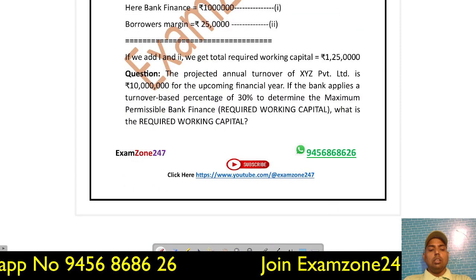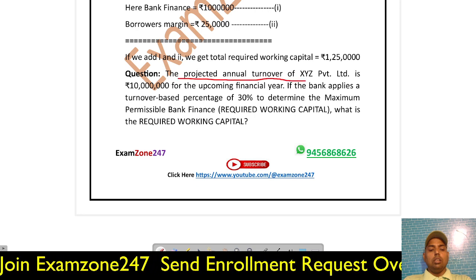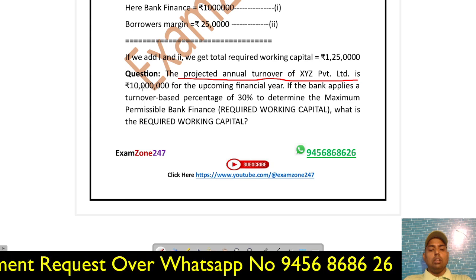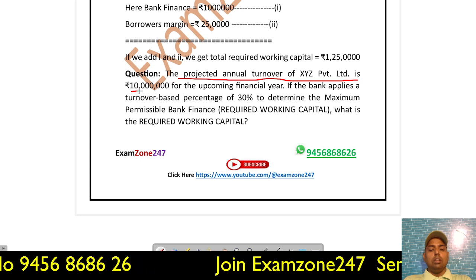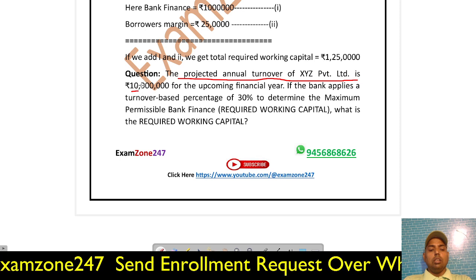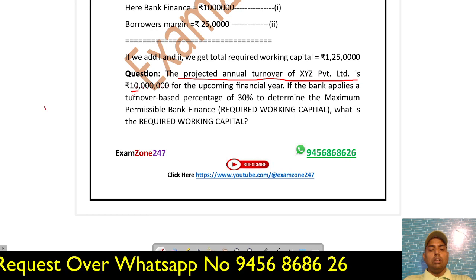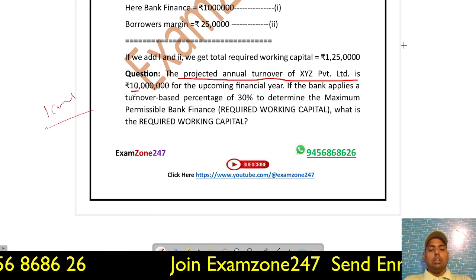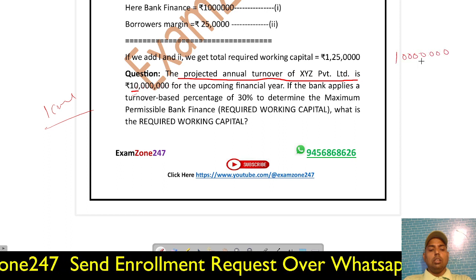Now next question, what is this? The projected annual turnover of XYZ Private Limited is rupees 1 crore, means rupees 1 crore. A crore has 7 zeros. 1, 1, 2, 3, 4, 1, 2, 3. Okay.